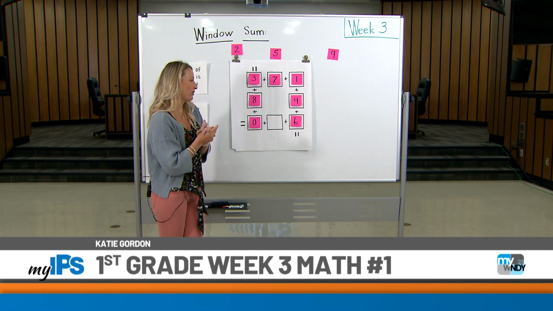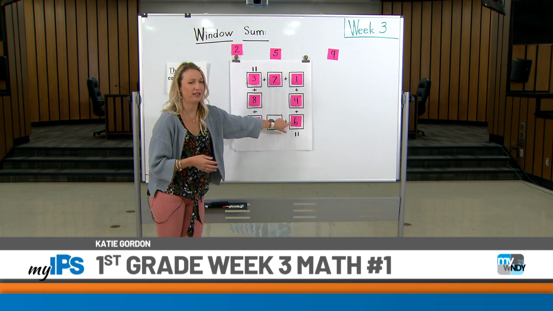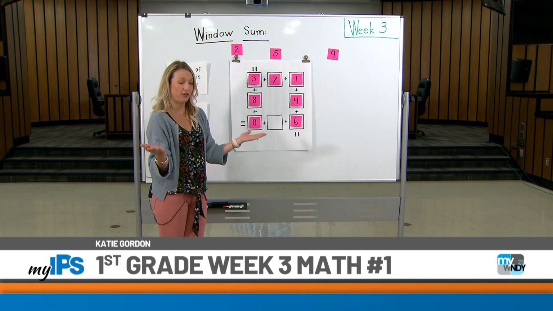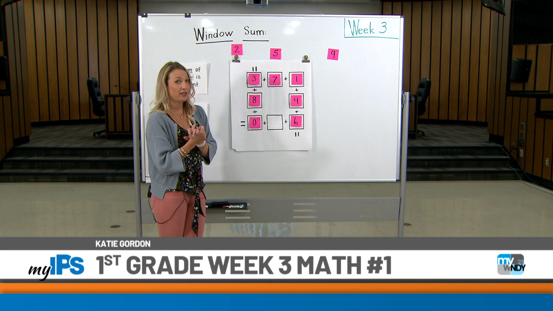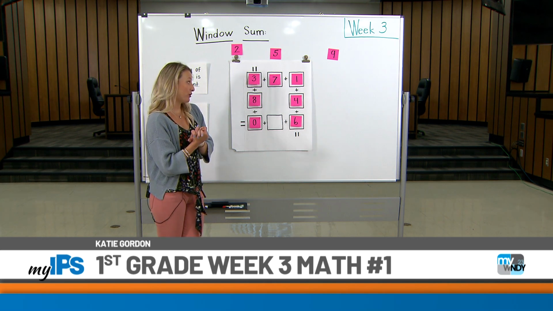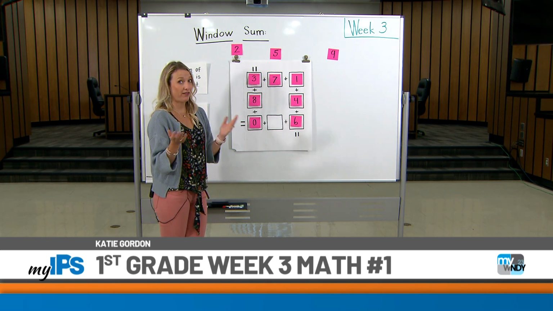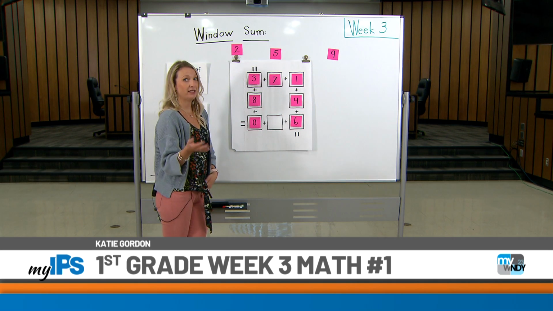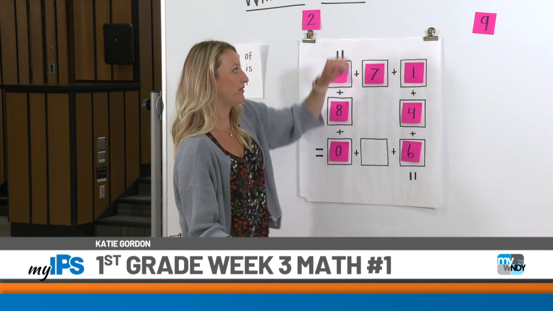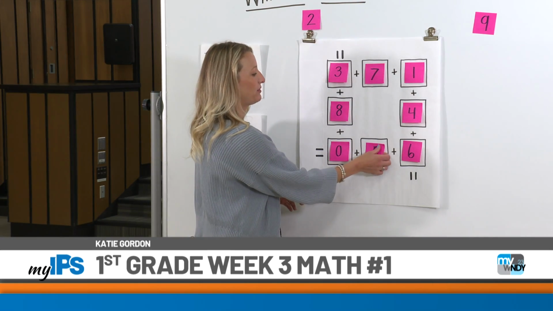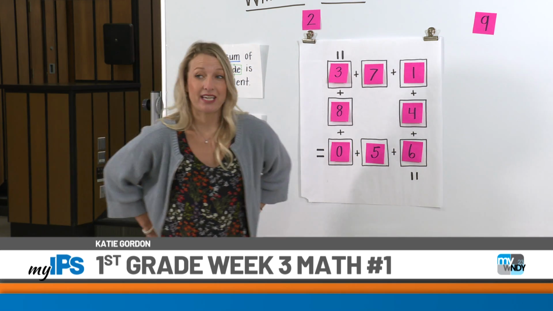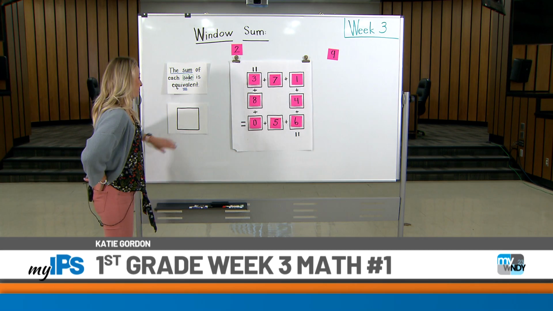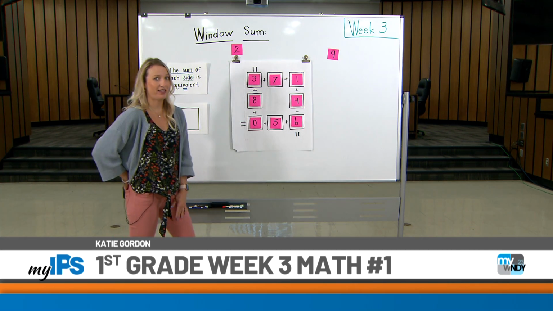And so the last number, we have 0 plus blank plus 6. So I have 6 and 0, that gives me 6. How much do I need with 6 to get to 11? So that's your doubles plus 1. So if I know that 5 plus 5 is 10, 5 plus 6 is 11. So let's go ahead and take the 5. Let's move it in the last spot. And we have completed our windows sums and found that each side is equal because each side equals 11.